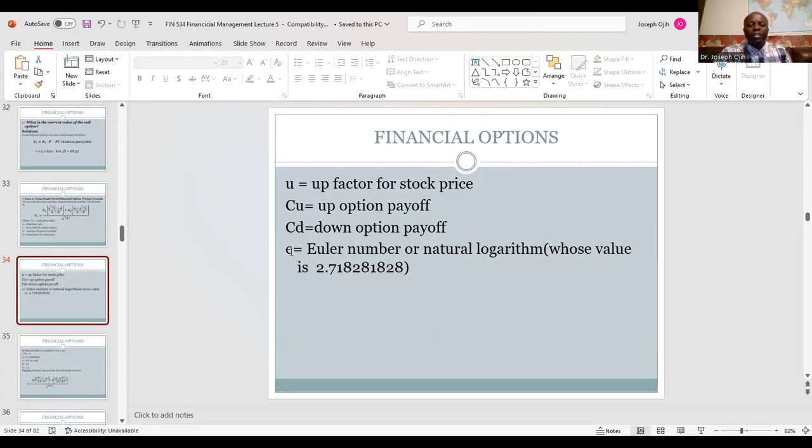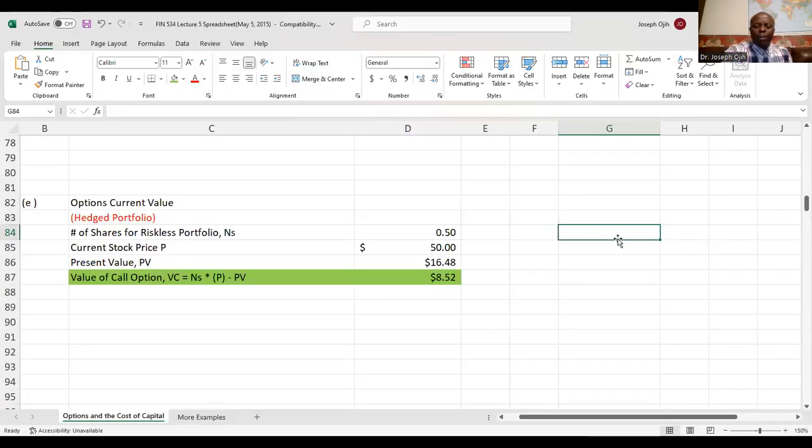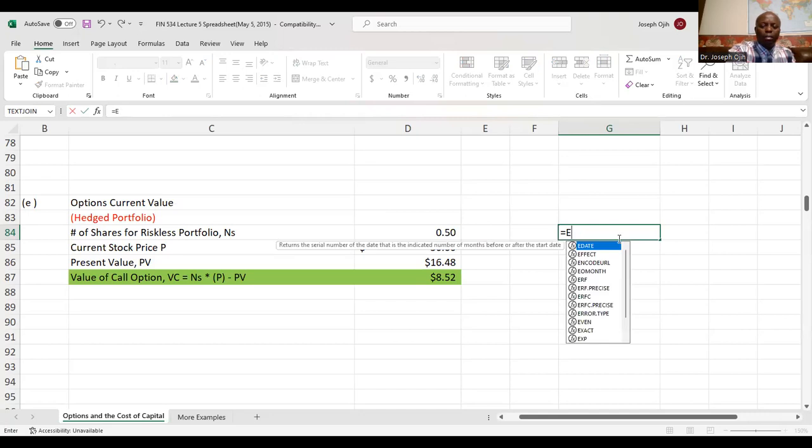Now this E, which is the Euler number, is a constant, and if you don't see it, you can get this from Excel directly. Let me show you here. Just type equal sign, type EXP, and put 1 there.